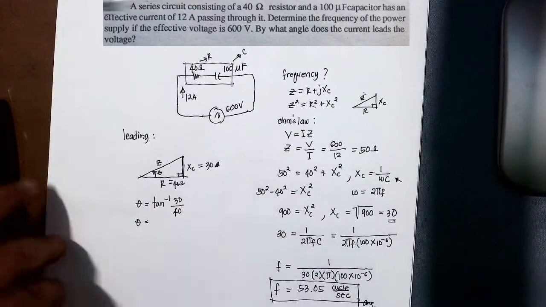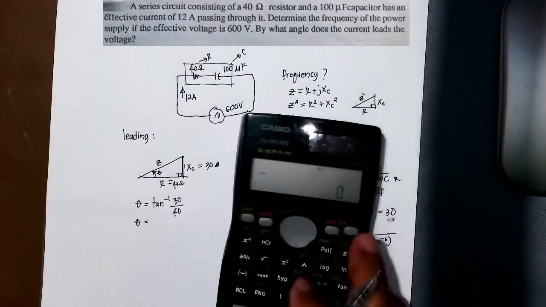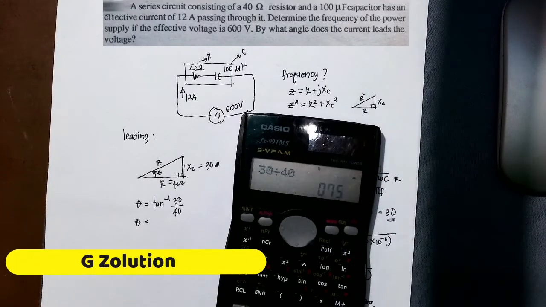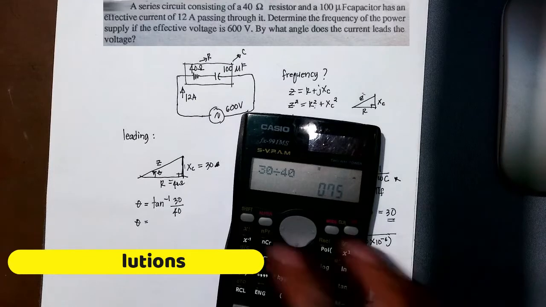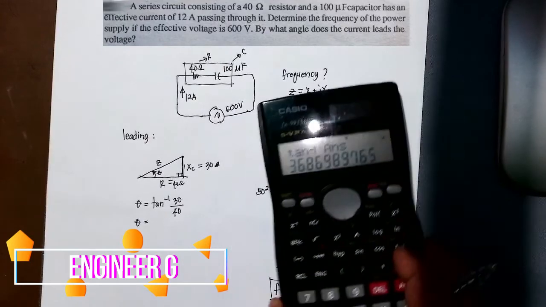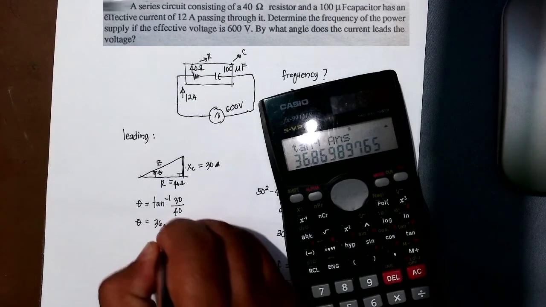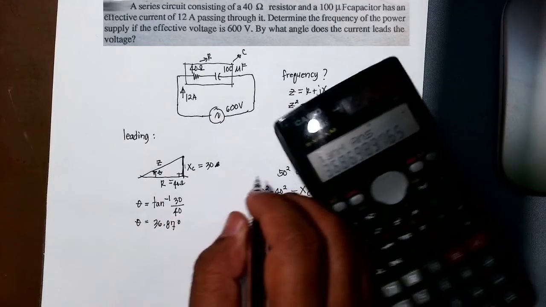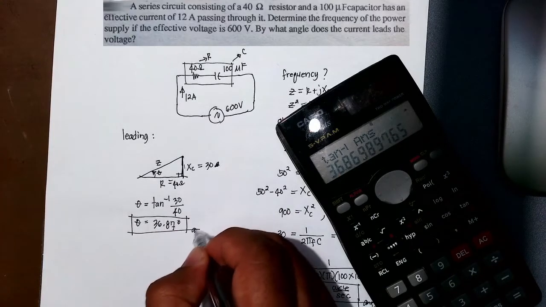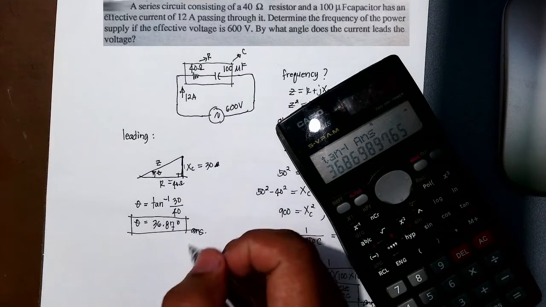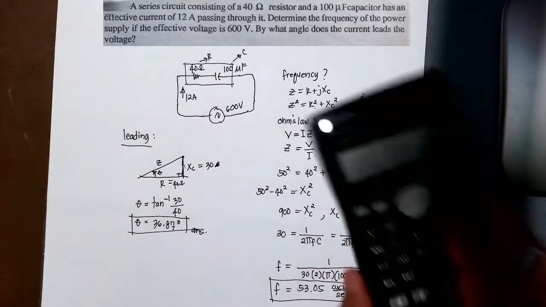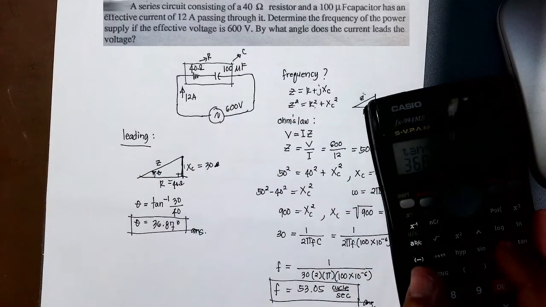So the value of theta: you divide 30 by 40 equals 0.75, and we get the inverse tangent of this, and it will give us 36.87 degrees. So this will be the angle between the current and the voltage, and this is leading because this is a capacitor. So it's so simple.